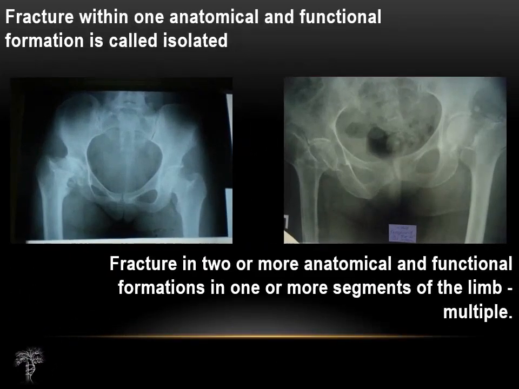Fractures within one anatomical functional formation are called isolated fractures. Fractures in two or more functional formations, let's say in several limbs or in several segments of one limb, are called multiple fractures. If we look at it here, we will notice that we have cervical damage on both sides. That is, we have two femoral bones, right and left, broken in their proximal parts. This indicates a multiple fracture.